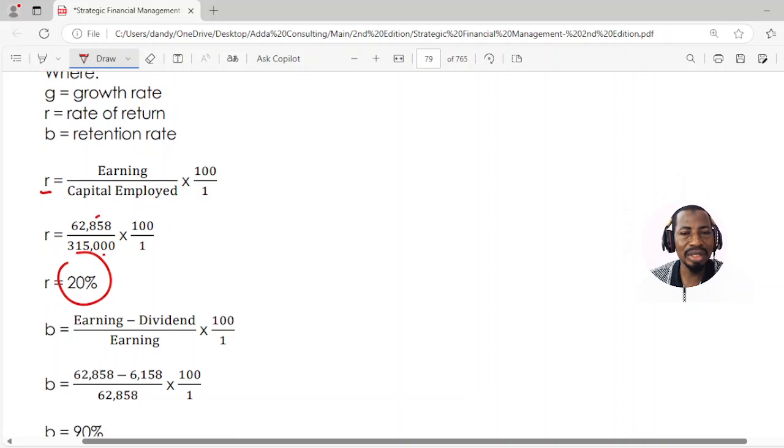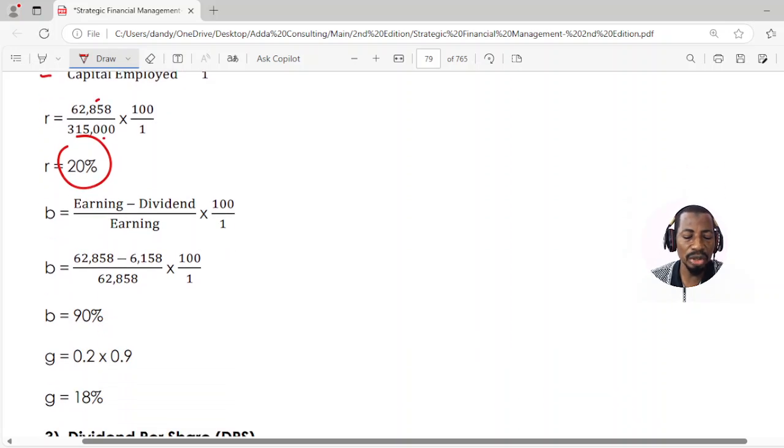Then I need to calculate the retention rate. My retention rate will be computed depending on the information on the earnings given to me. If I have information on earnings, it will be earnings minus dividend divided by earnings. But if I'm given earnings per share, then it will be earnings per share minus dividend per share over earnings per share multiplied by 100%. But in this question, I'm given earnings.